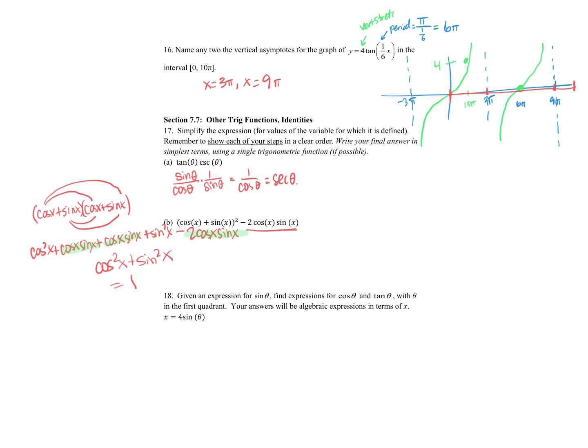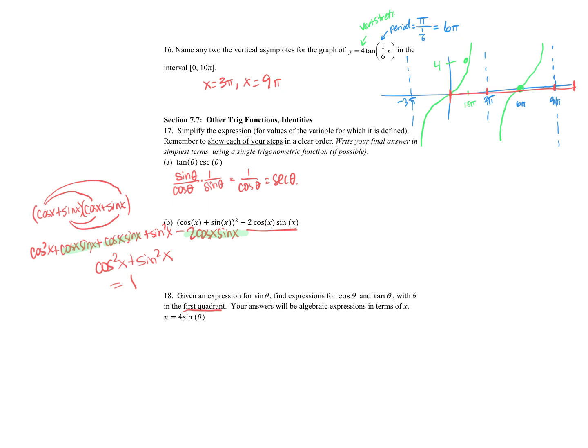So for the next one, it says, given an expression for sine theta, find expressions for cosine and tangent with theta in the first quadrant. So for the first quadrant, we're going to remember that cosine, tangent and sine are all going to be positive. So that first quadrant information is going to tell us a little bit about the sign, whether it's positive or negative, of each of these trig functions.